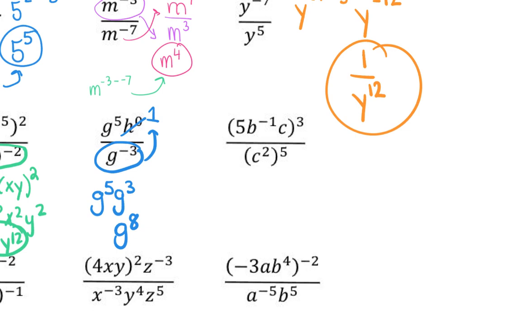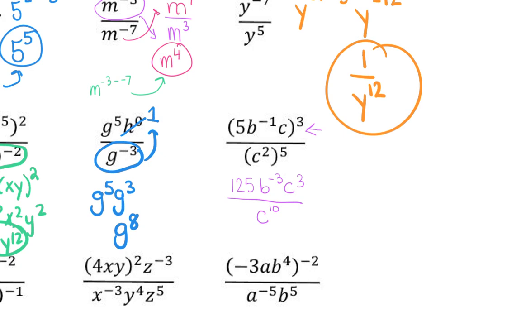Okay, everything in this numerator is to the 3rd power. 5 to the 3rd power is 125. b to the negative 1st power to the 3rd power is b to the negative 3rd, and then we have c to the 3rd power. All divided by c to the 2nd to the 5th, which is c to the 10th power.